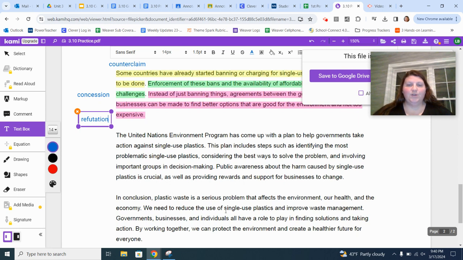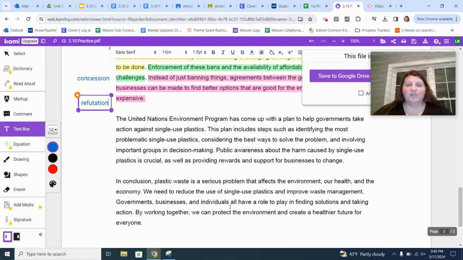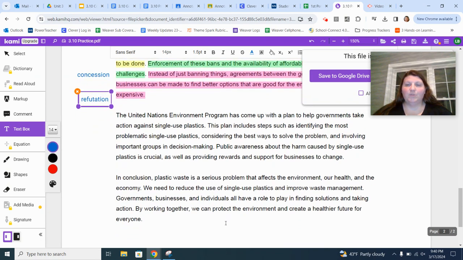We need to reduce the use of single-use plastics and improve waste management. Governments, businesses, and individuals all have a role to play in finding solutions and taking action. By working together, we can protect the environment and create a healthier future for everyone. So this last part here is the call to action. Here is what the writer wants the audience to do.